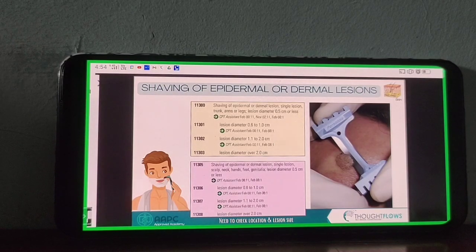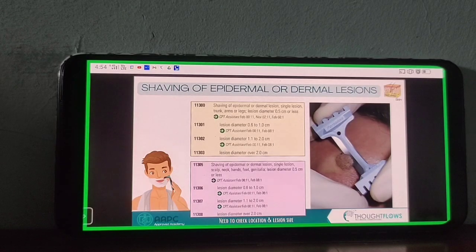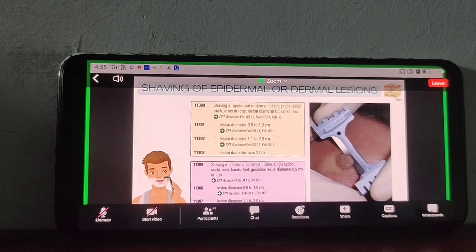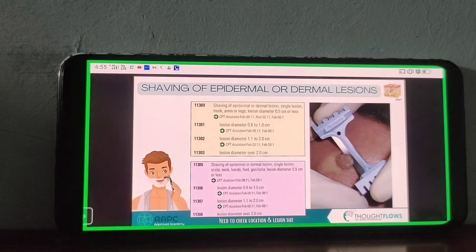For example, 11300, the method is shaving. What anatomical sites are involved in this code description? Go and check with the guidelines. In 11300, we can use this code for the anatomical sites of trunk, arms, legs. Then check with the anatomical location of 11305: scalp, neck, hands, feet, genitalia.